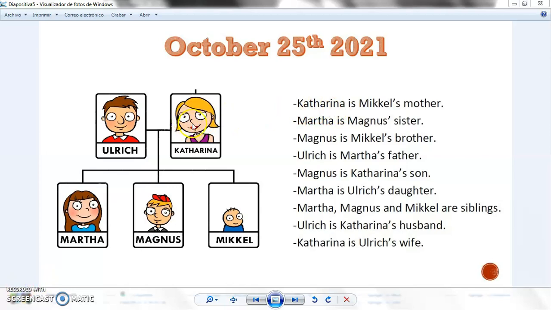One more time. Katrina is Mikkel's mother. Marta is Magnus' sister. She is his sister. Magnus is Mikkel's brother. They are brothers. Ulrich is Marta's father. Magnus is Katrina's son. He is Katrina's son. Marta is Ulrich's and Katrina's daughter. Daughter. Repeat with me the vocabulary. Marta, Magnus, and Mikkel are siblings. Ulrich is Katrina's husband. And Katrina is Ulrich's wife.